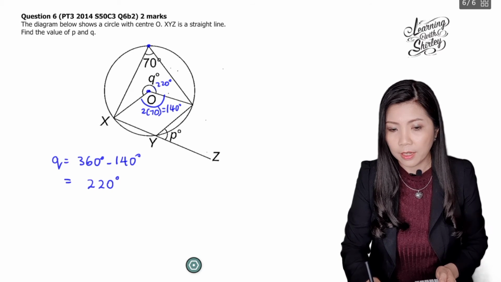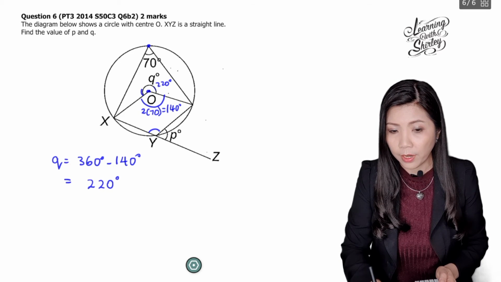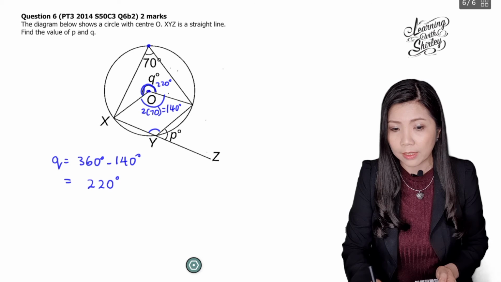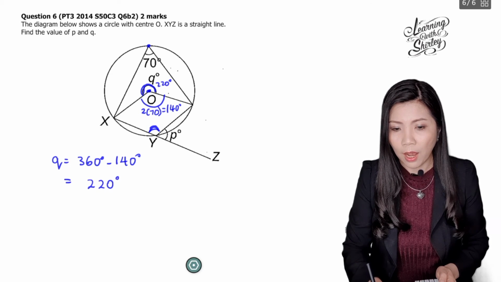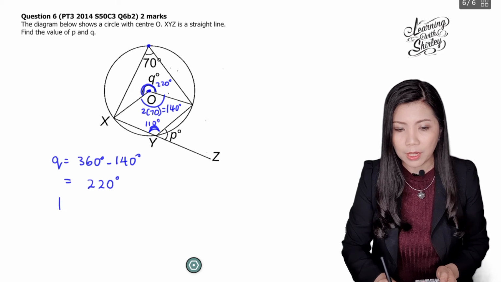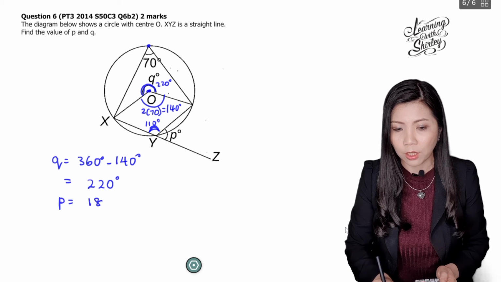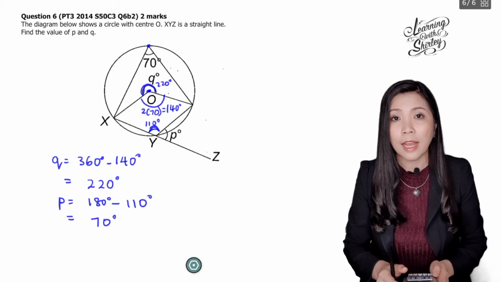To find P, we need to find this angle first. This is 220, which is the angle subtended at the center. This angle here will be half of it. So half of 220 is 110. To find P, I'm going to use 180, which is the angle on a straight line, minus 110, which equals 70 degrees. That's the answer.